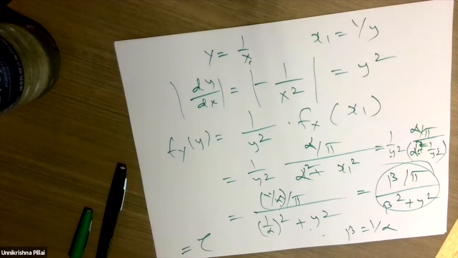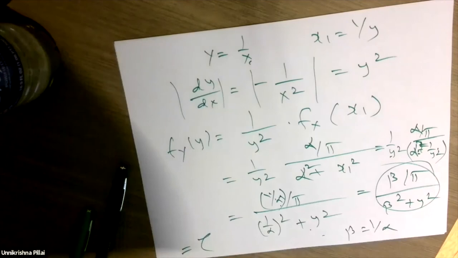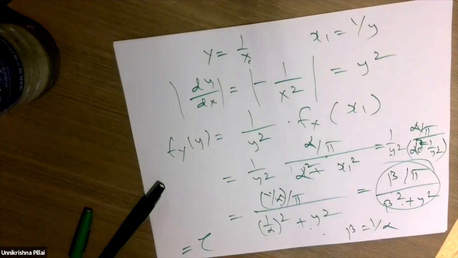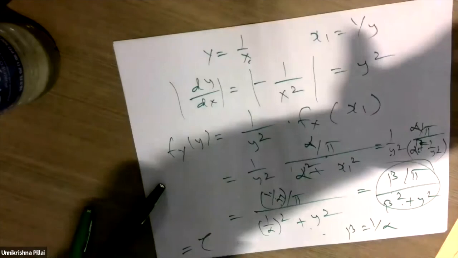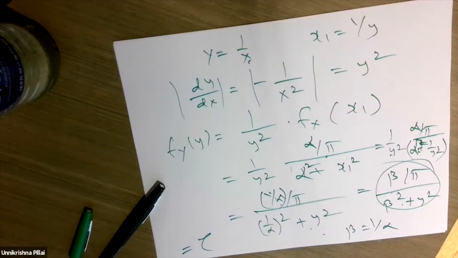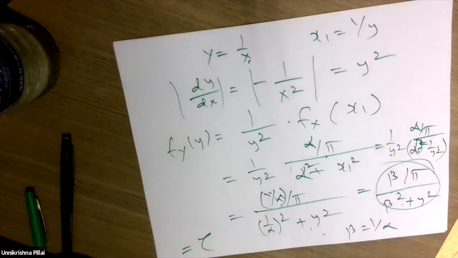What is the density function? Also Cauchy, because look at this, this is Cauchy. This looks exactly the same, except instead of alpha, you have 1 over alpha. So you have a theorem: the inverse of a Cauchy is Cauchy with parameter 1 over alpha.